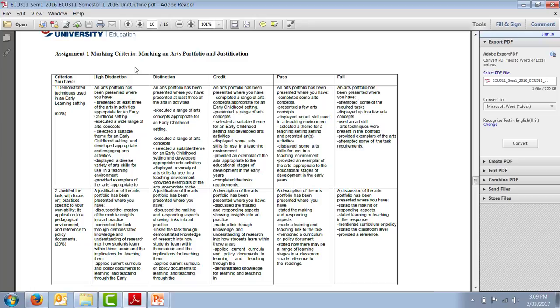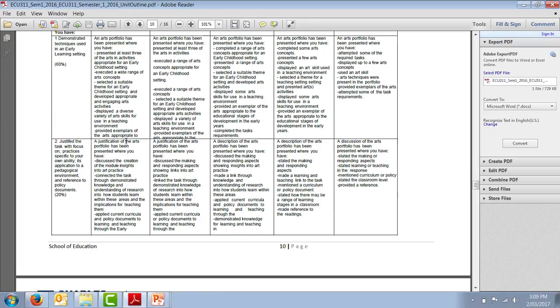This is where having the textbook and referring back to the textbook will really help you, as well as the readings. And I'll show you those readings in just a second. And applied current curricula and policy documents to learning and teaching through the early years.